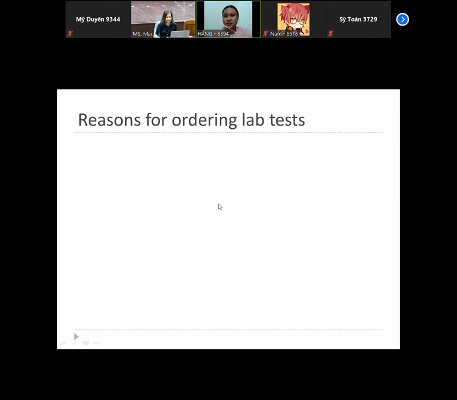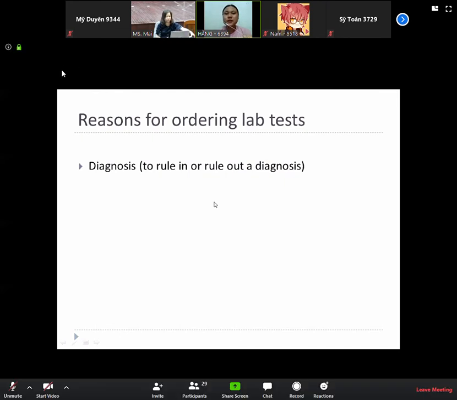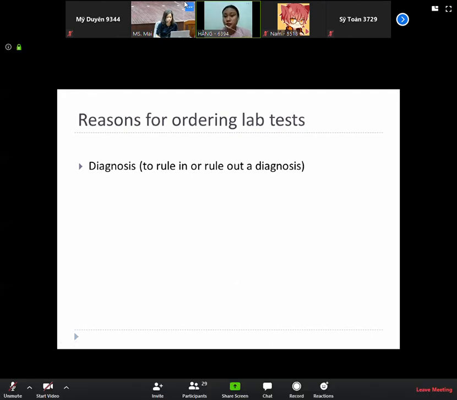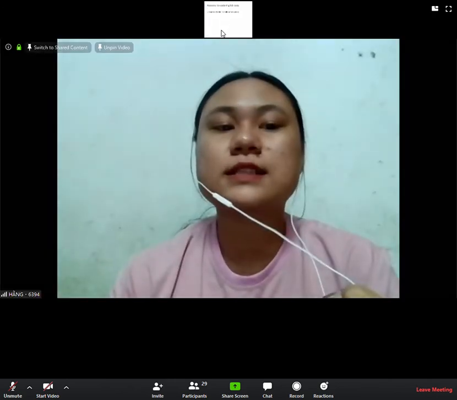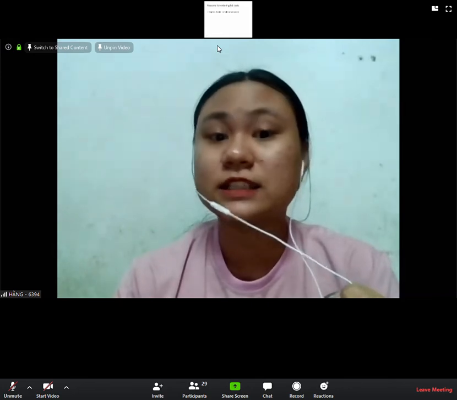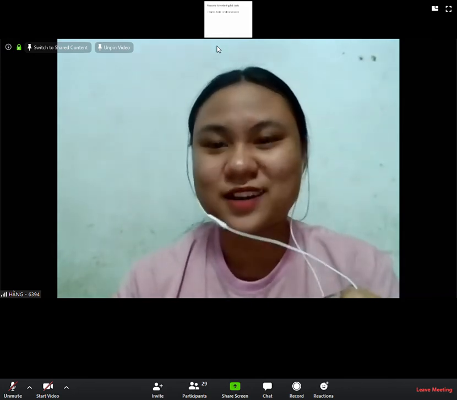The first reason is diagnosis, exactly to rule in or rule out a diagnosis. To select a proper diagnosis, it's recommended that the most specific tests be used to confirm a diagnosis, that's ruling in, and the most sensitive tests be used to establish that a disease is unlikely, that's ruling out.